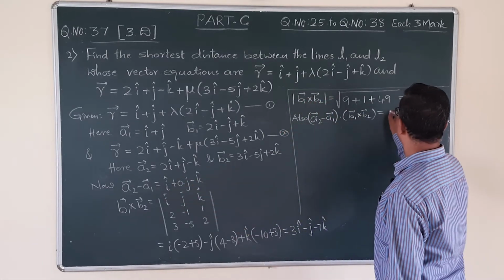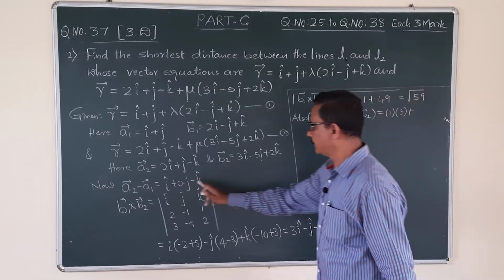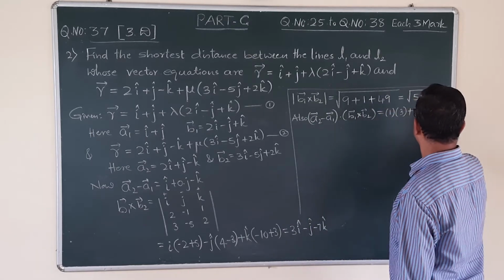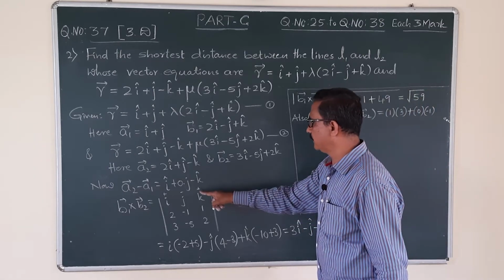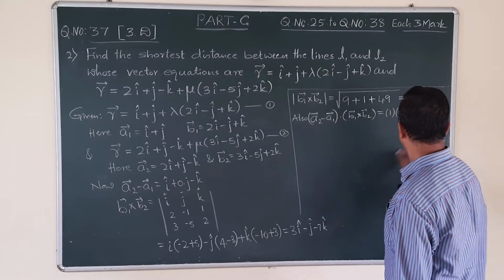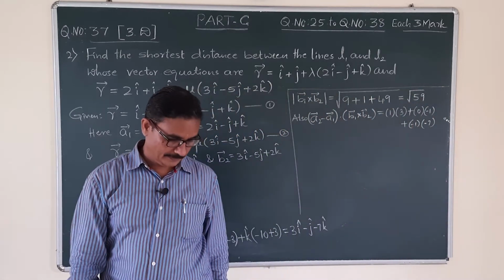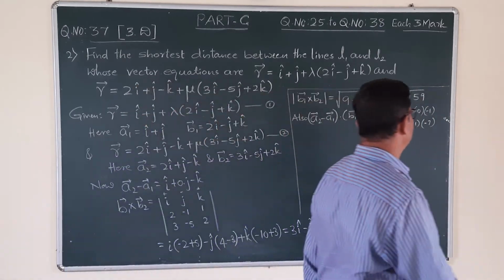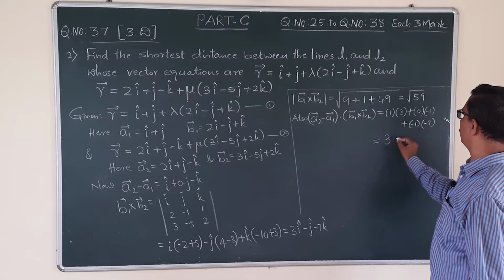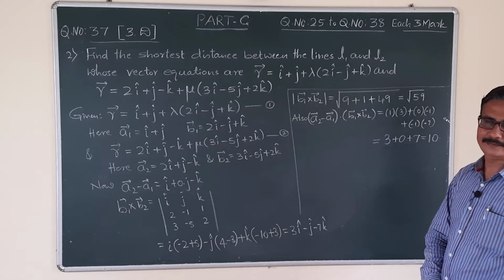The coefficient of i is 1, the coefficient of i in b1 cross b2 is 3, plus the coefficient of j here in a2 minus a1 is 0, the coefficient of j in b1 cross b2 is minus 1, the coefficient of k here is minus 1 into the coefficient of k minus 7. That is the dot product a1 a2 plus b1 b2 plus c1 c2. Okay, now simplify: that is equal to 1 into 3 is 3, 0 into any number is 0, minus 1 into minus 7 plus 7, that is 10.